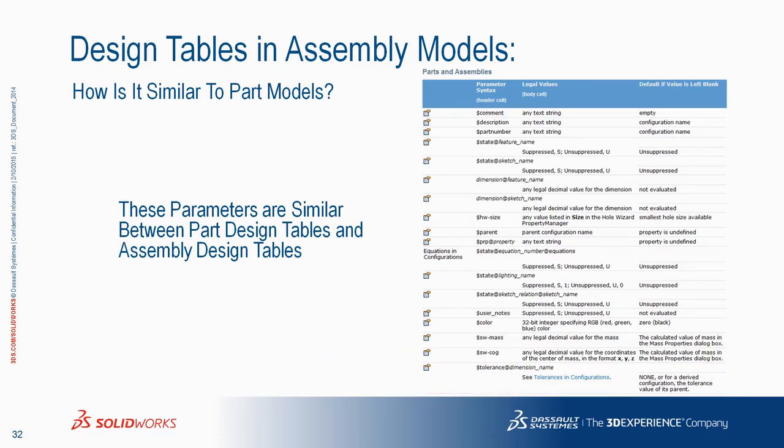So how is it similar to part models? When we had up all the different design table parameters before, we had 3 different boxes there. One of these was parts and assemblies. These are all of the things that are similar between our parts and our assemblies. So all these variables work in both types of design tables.